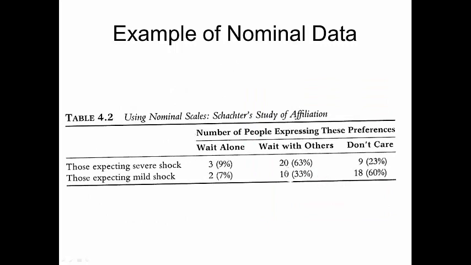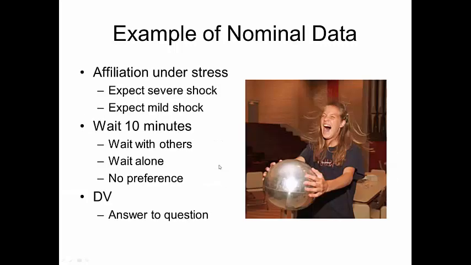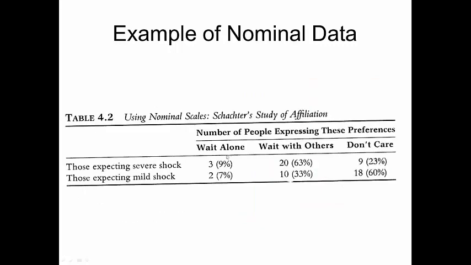You can see it in this graph right here. You have the number of people expressing the preference of wait alone, wait with others, or don't care. Then you also have people expecting severe shock and those expecting mild shock. So essentially in this data, all you're doing is counting how many people chose this when they expected severe shock, and how many chose this when they expected mild shock. Those expecting severe shock: 3 out of 32 people chose to wait alone, 20 out of 32 chose to wait with others, and then 9 of those people expecting severe shock didn't really care.